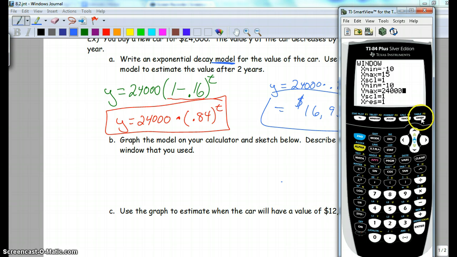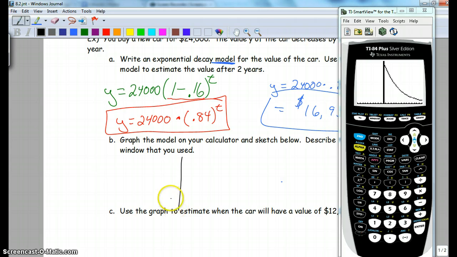So maybe I should go 25,000. We'll just go with 24,000. Press graph, and there it is. You can see it falls pretty fast. So, just a quick sketch of what this looks like. This looks like this.